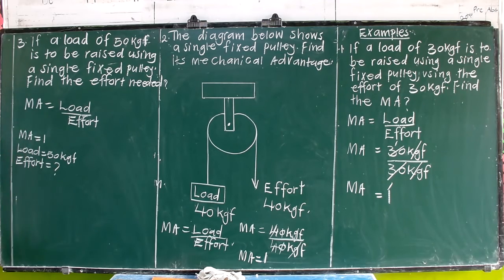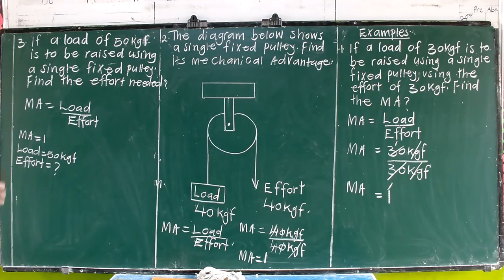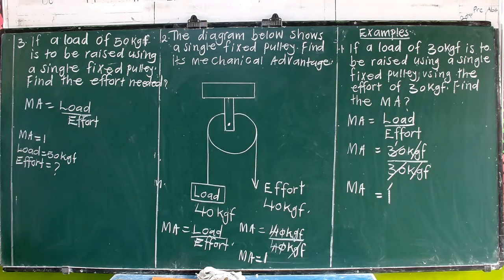we don't know. So one thing you must know is the mechanical advantage, and we say the mechanical advantage is 1. The formula is mechanical advantage equals load out of effort. Remember we said a single fixed pulley has a mechanical advantage of 1. So the load is 50 kilogram force, we don't know the effort. The question is telling you, find the effort needed to raise a load of 50 kilogram force.